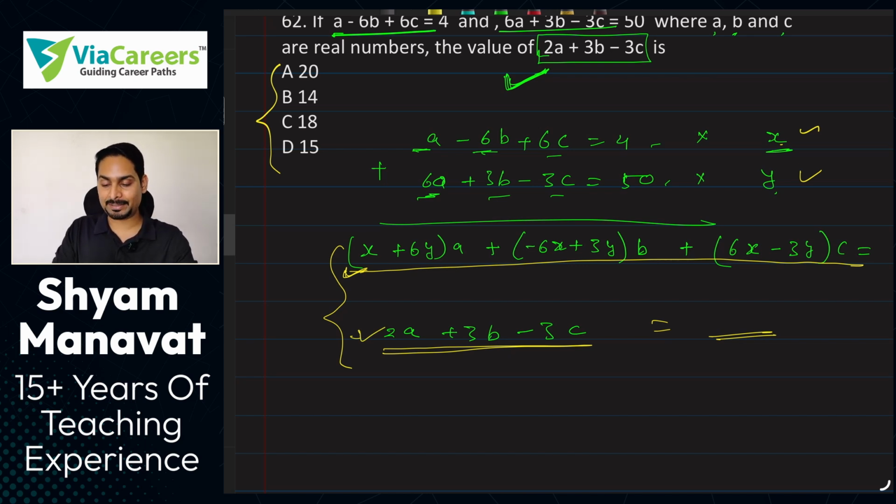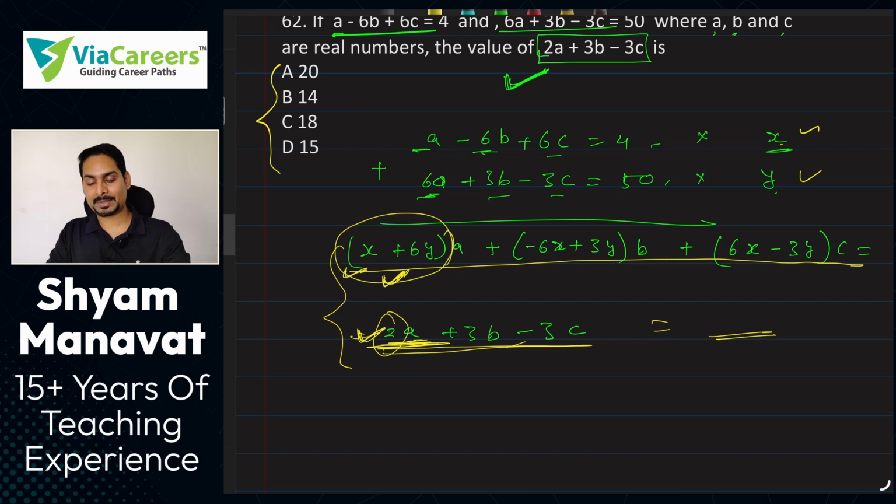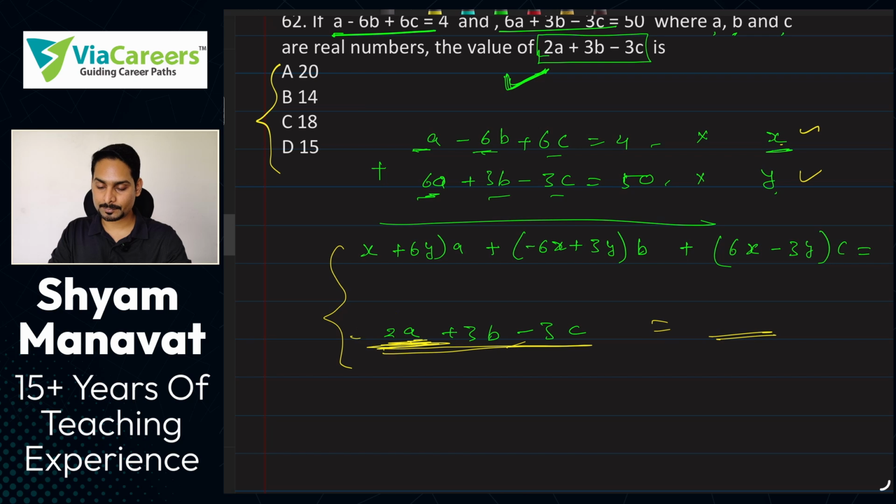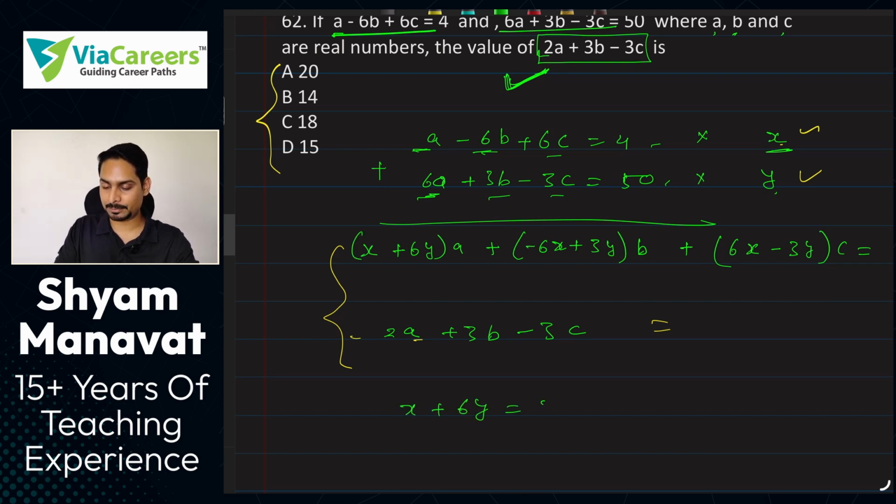In that case, if we compare the coefficient of each variable, let's compare the coefficient of a from what we got with this combination and what is given to find out. So, find out में क्या दिया है? The coefficient of a is 2 and here the coefficient of a we got is x plus 6y. Okay. So, here, let me clean this up. Here you should get x plus 6y equal to 2.